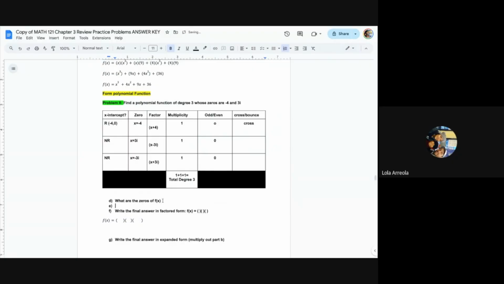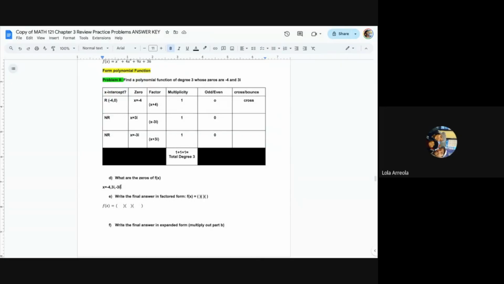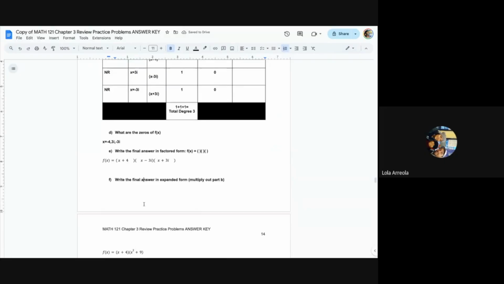So now where do I write my factors? So what are the zeros? I would say my zeros are x equals -4, x equals 3i, x equals -3i. These are all my zeros. What are my real zeros? Just x equals -4. But all my zeros are x equals -4, 3i, and -3i. So let me go ahead and write the factored form. X plus 4, x minus 3i, x plus 3i. And then look, it's saying write the final answer in expanded form. So that means multiply everything out.